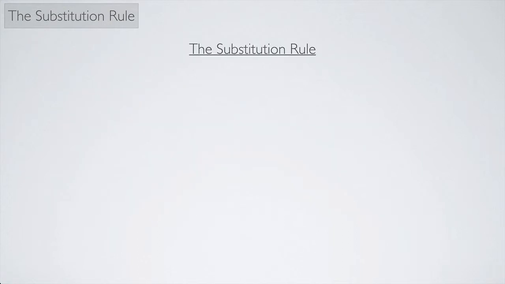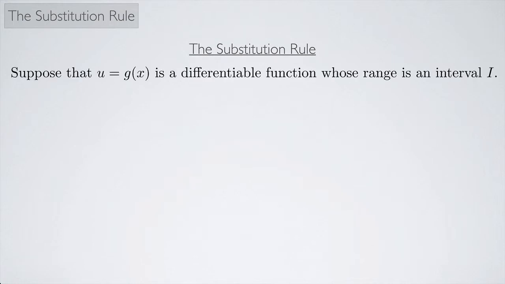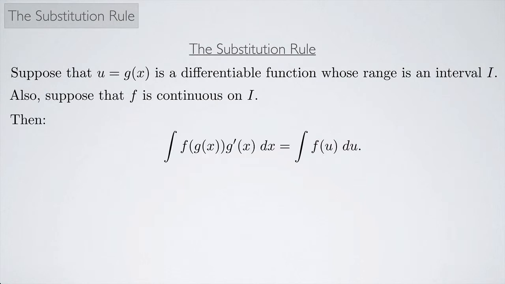So here it is, the substitution rule. First, just to be precise, I have to say a few things. Suppose that u equals g of x is a differentiable function whose range is an interval I. Also suppose that f is continuous on I. Now you don't need to worry too much about this kind of stuff. This is just to make sure I cover all my bases here. So now we can actually state the substitution rule, and that says that the integral of f of g of x times the derivative of g is equal to the integral of f of u du.